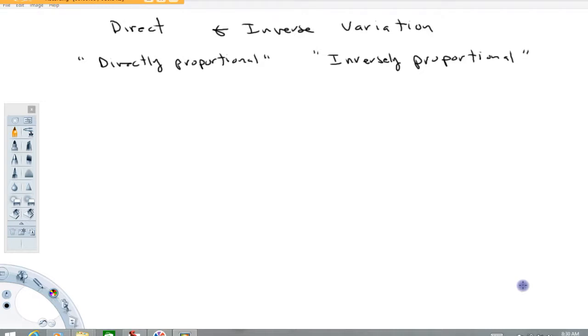I'm making this video here to talk about direct and inverse variation, or other wording that's used. Sometimes you'll see wordings in math books or science books that say directly proportional or inversely proportional. So the first step in dealing with variation is knowing what these things mean.